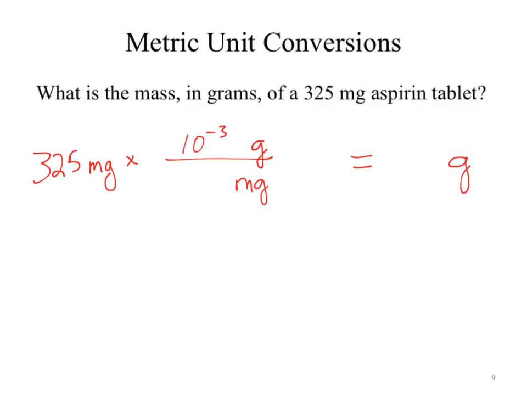There are 10 to the negative third grams in 1 milligram. Yes, there are other ways to represent that, but that's how your textbook has it listed right now, so that's how I'm going to stick with it. What happens at the end of this calculation? What happens to the units? My milligrams cancel, and I'd be left with purely grams.